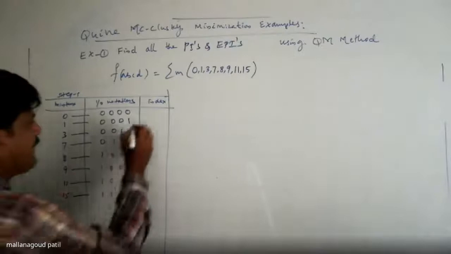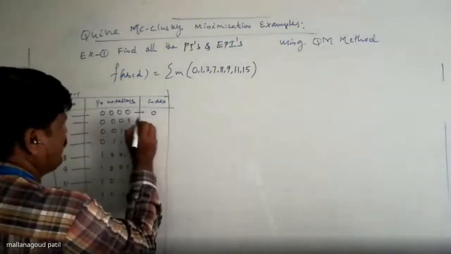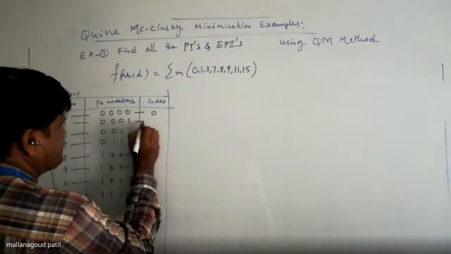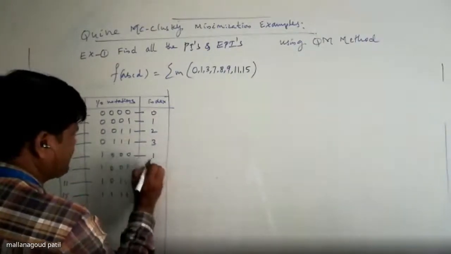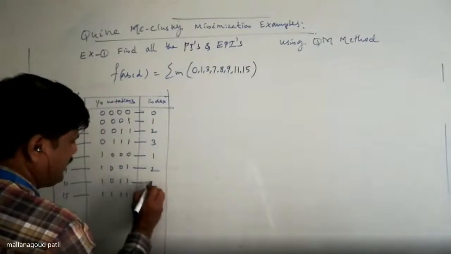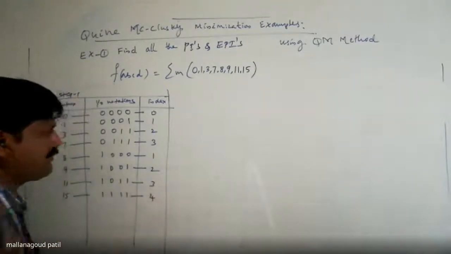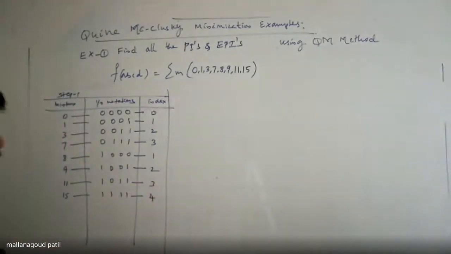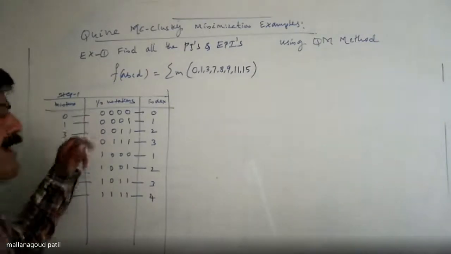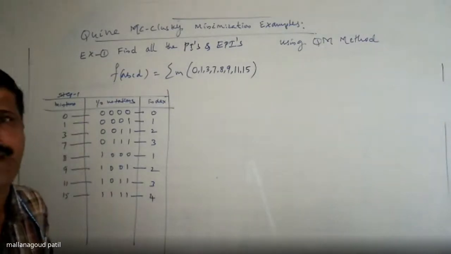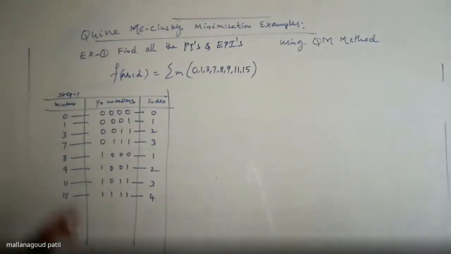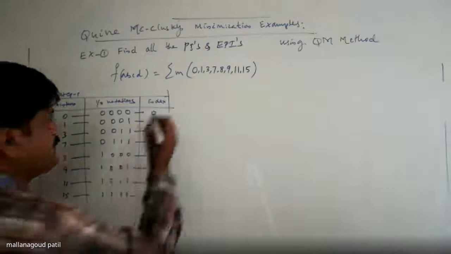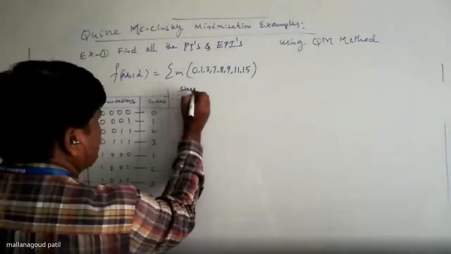The index, you can write it as 0. Index is 1. Index is 2. Index is 3. Index is 1. Index is 2. Index is 3. Index is 4. The index, in the IO notation, means how many bits are 1 in each equivalent minterm. Then immediately what you have to do? Go for step 2.